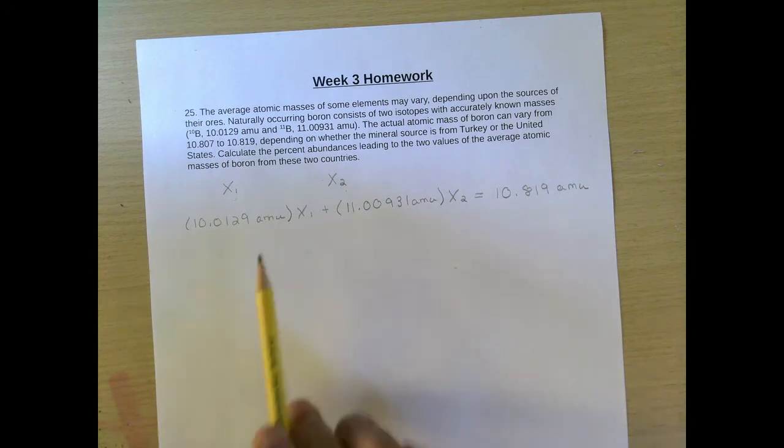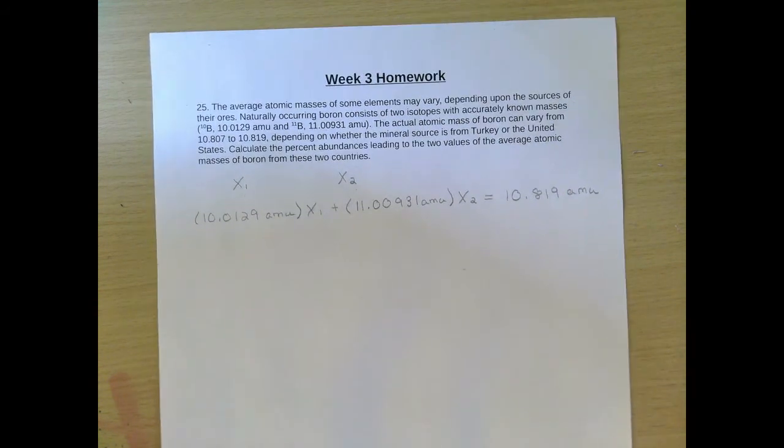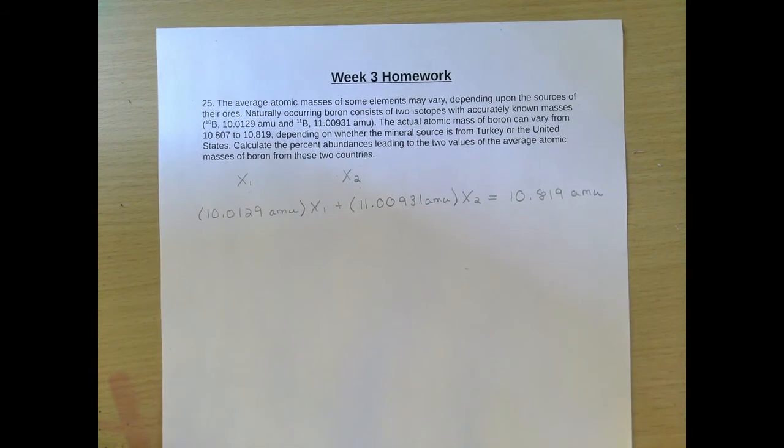So when you first look at this, you say, well, I've got two things that I need to know. How could I possibly solve for one of them? This is the classic two unknowns, two equations problem. So we basically don't have enough information to solve this right now. What we need is another equation.